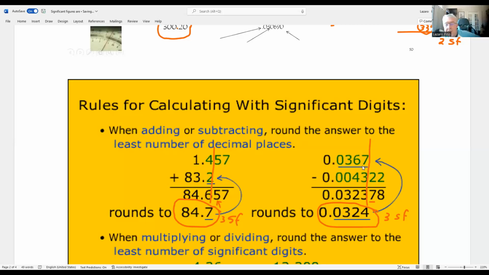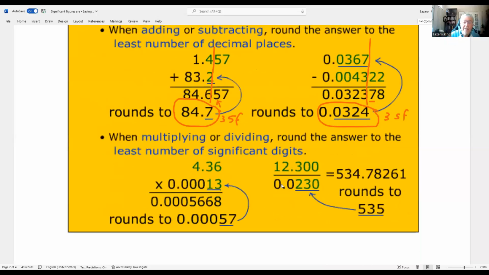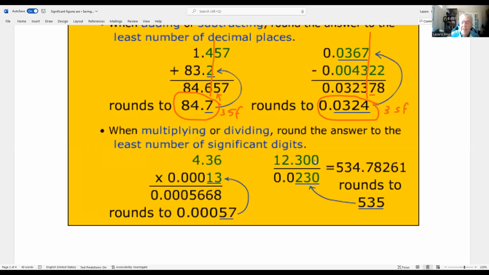In addition and subtraction, you make a line by the number with least decimals. Got it? When you are multiplying or dividing, then you have to pay attention to the number with least significant figures. In this case, this number has only 2 significant figures. So in your answer, you will report only 2 significant figures. The first number you will skip is 6, so you have to round up. And your answer will have also 2 significant figures.